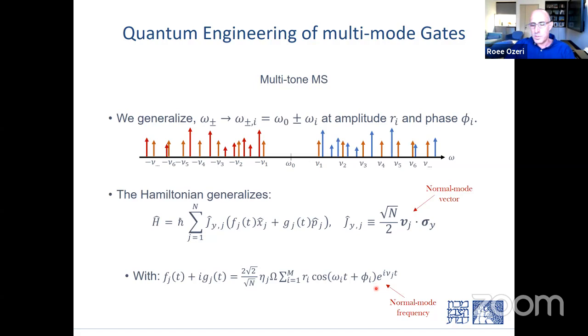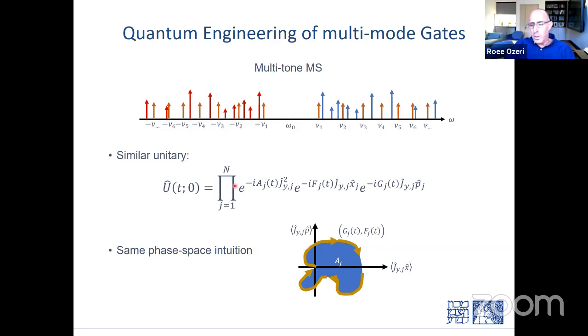And then a phase factor that looks like normal mode frequency. So again, similarly to the regular Molmer-Sorensen, we have a collective spin dependent force. And that's why the time evolution operator looks very similar to the one we had in the two ion case. We're going to have a collective spin dependent force for each one of those modes, and a geometric phase that would be acquired depending on the collective spin state in each one of these normal modes.